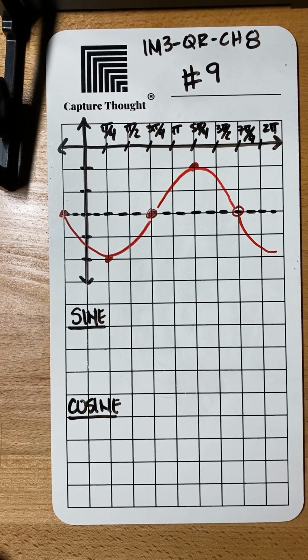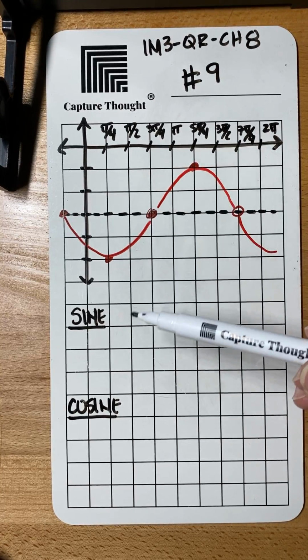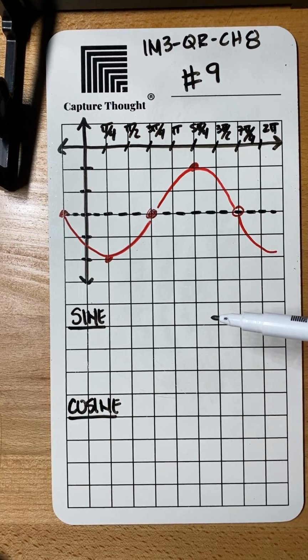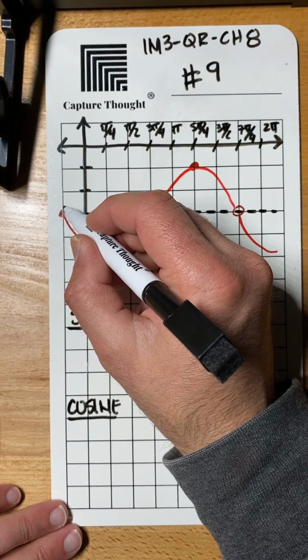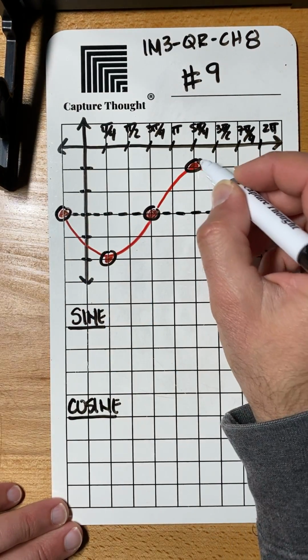Okay, so number 9 on the QR code review gives us a graph that looks like this, and it wants us to find a sine function that matches this graph and a cosine function that matches this graph, okay? So for me, what I did for the sine function was I chose to use this point, this point, this point, this point, and this point.